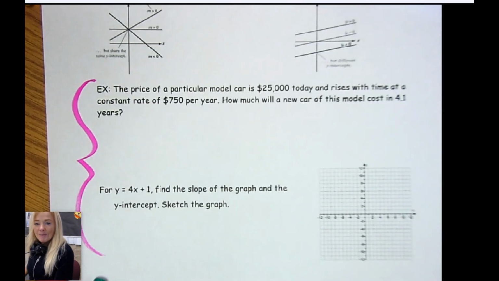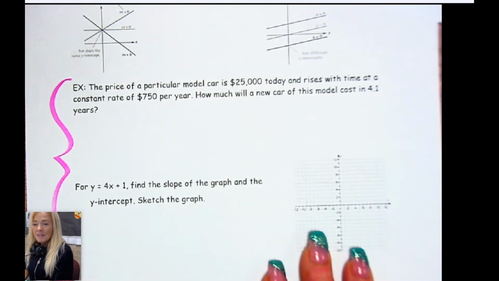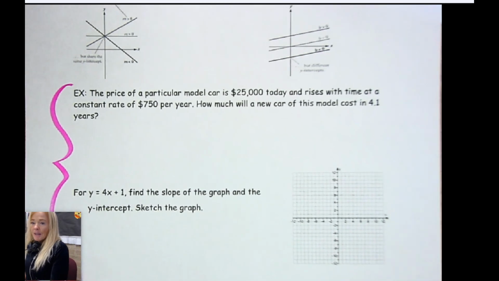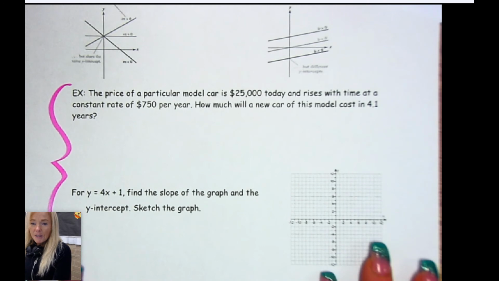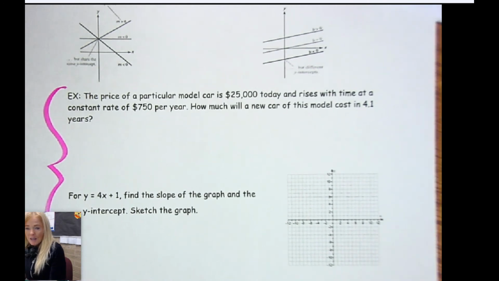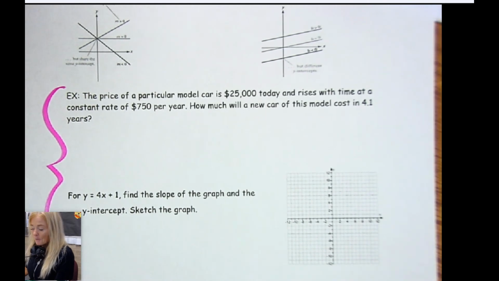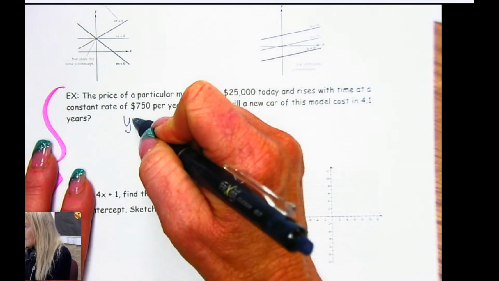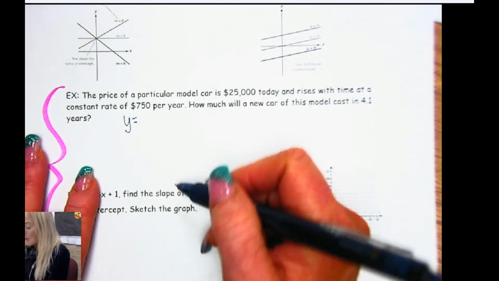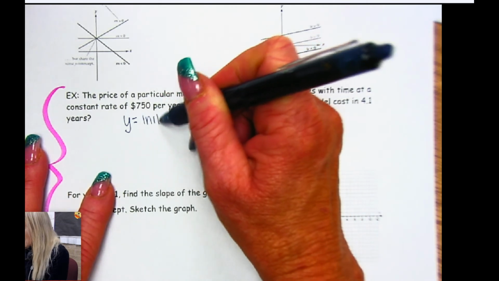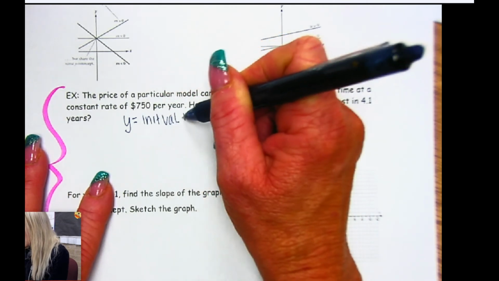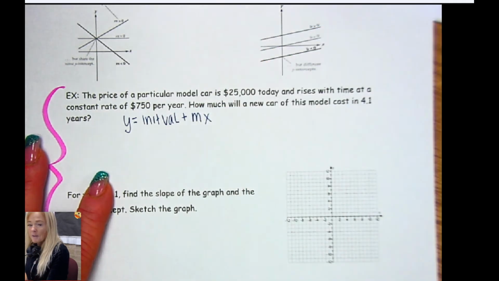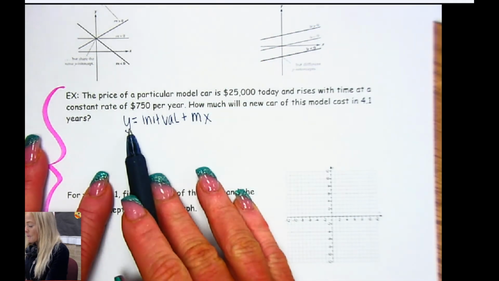All right. The price of a particular model of car is $25,000 today. And it rises with time at a constant rate of $750 per year. How much will a new car of this model cost in 4.1 years? So we're going to use that function that we talked about, the model. It's your initial value plus your rate of change times your independent variable. And this will be your dependent variable.